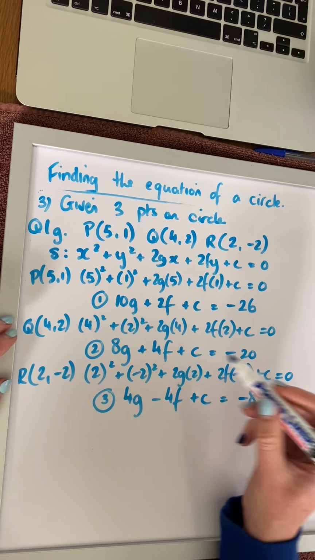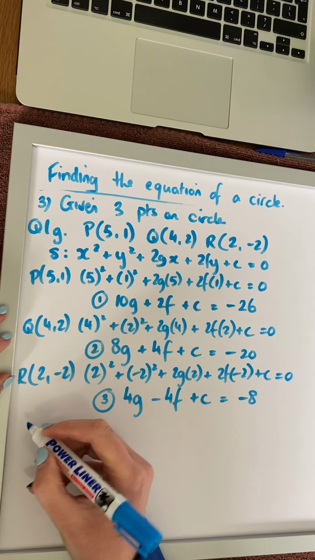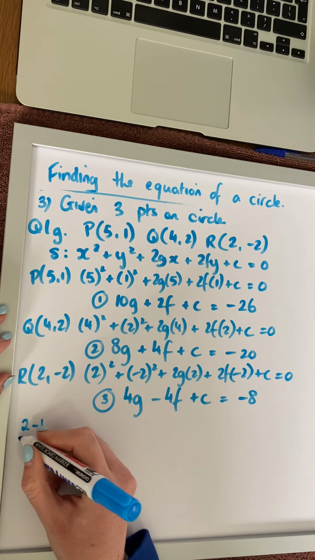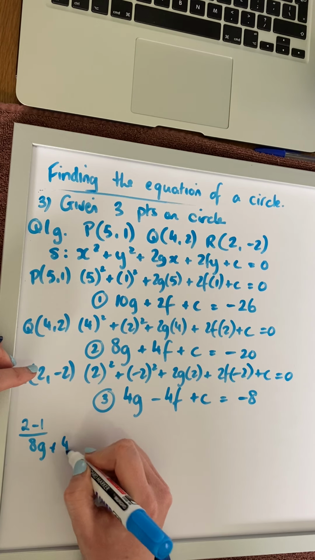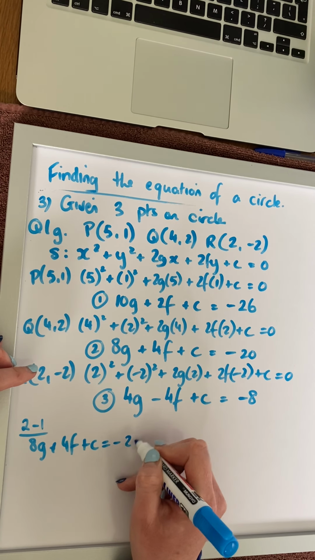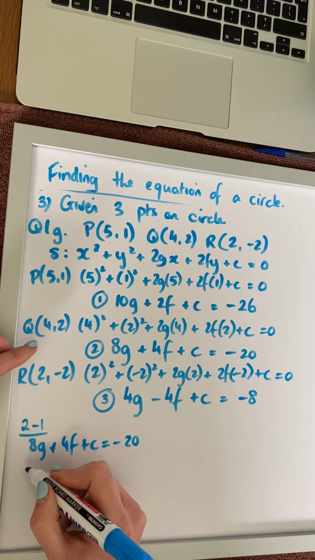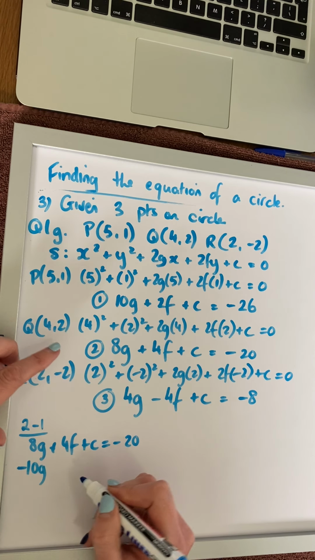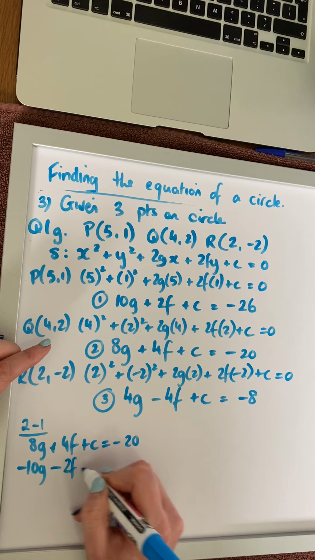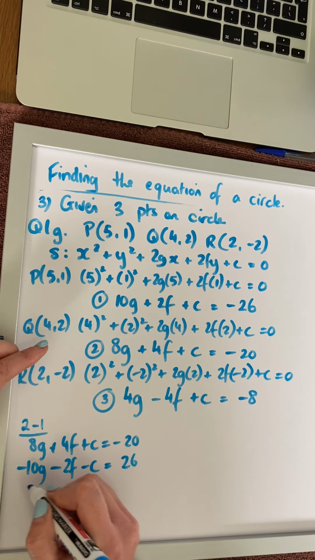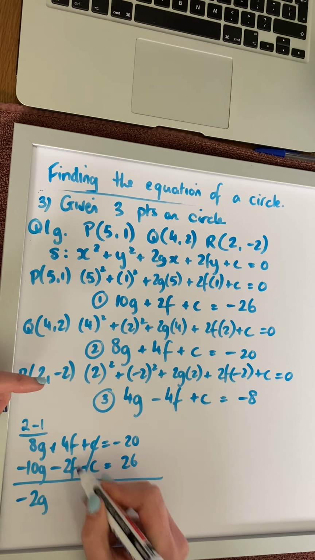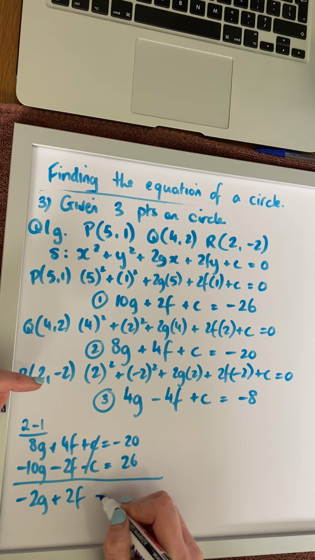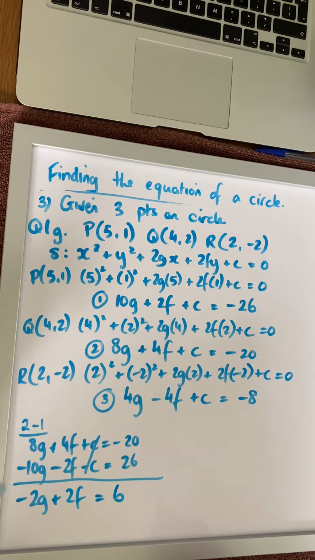So what I'm going to do is subtract equation 1 from equation 2. Equation 2 is going to stay the same: 8g + 4f + c = -20. I'm going to subtract equation 1, which means we change the signs: -10g - 2f - c = +26. And from that, we get the equation -2g + 2f = 6. So that now is equation number 4.